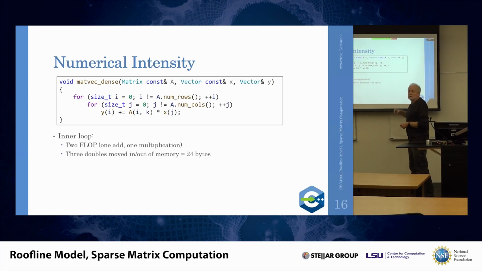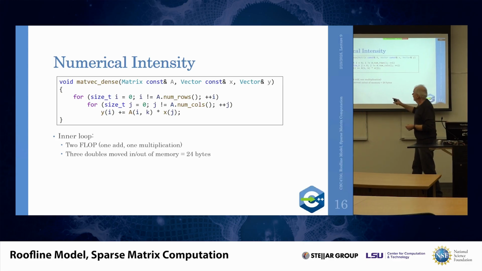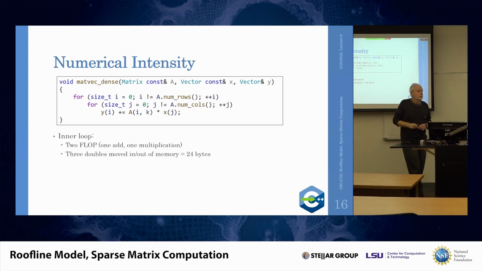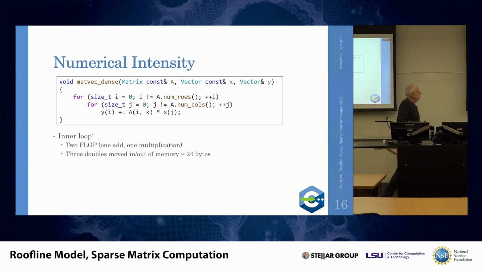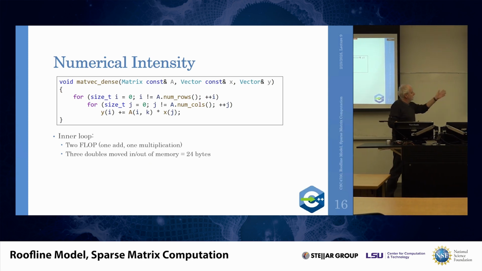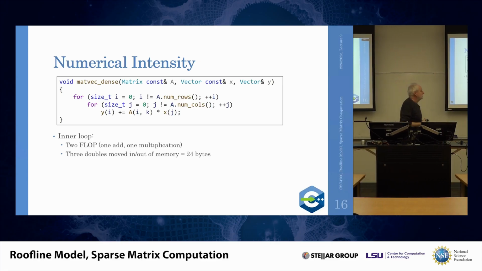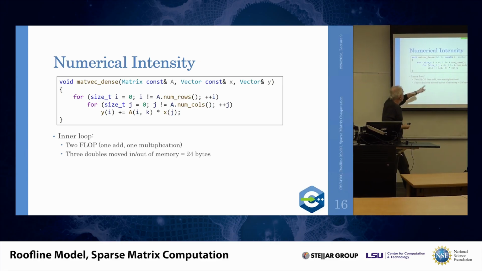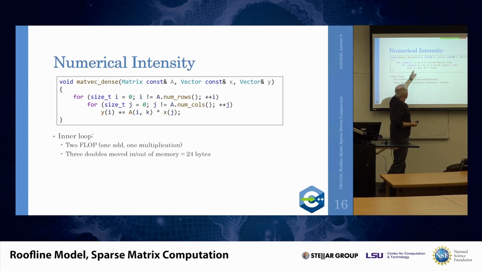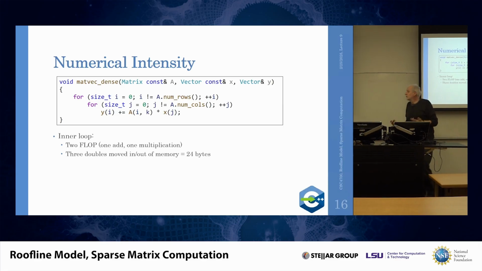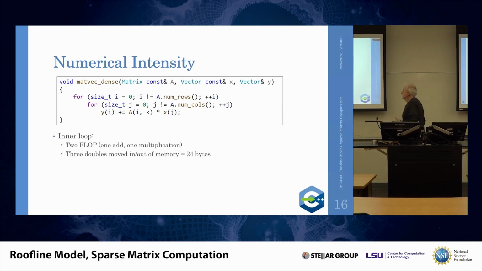What is the numerical intensity of that? If you look only at the loop body of the inner loop, we see that per iteration we do 2 floating point operations, an addition and a multiplication, and we have to move 3 doubles in and out of memory, right? These 2 doubles are moved into memory, and that double is moved in and out of the memory. So we get 24 bytes that are being moved.